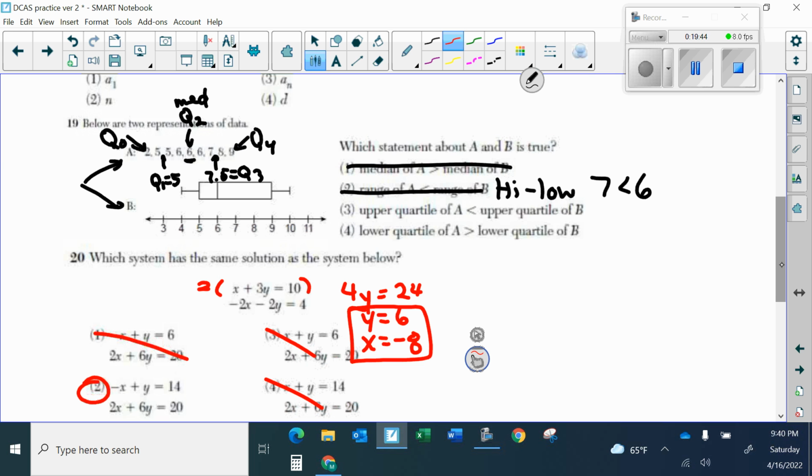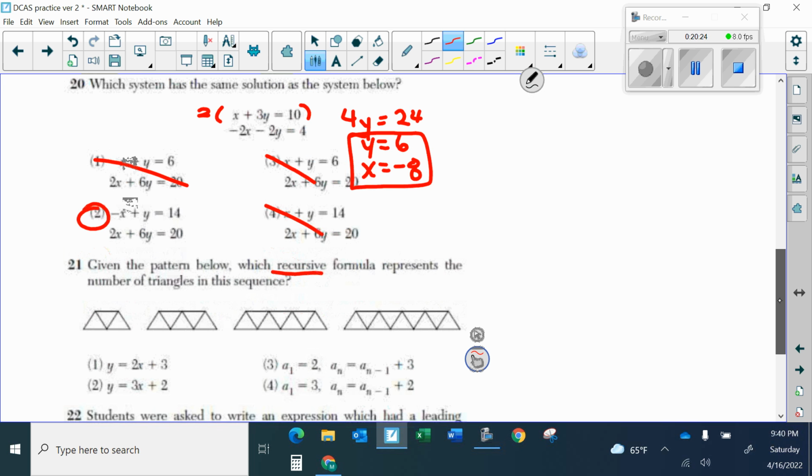The upper quartile of A, right there, is 7.5. The upper quartile of B is 9. Okay. And lastly, we have the lower quartile of A, which is 5. Is it greater than the lower quartile of B, which is 5? No, they're the same. Okay. Upper quartile of A, 7.5, is less than the upper quartile of B, which is 9. That is true.